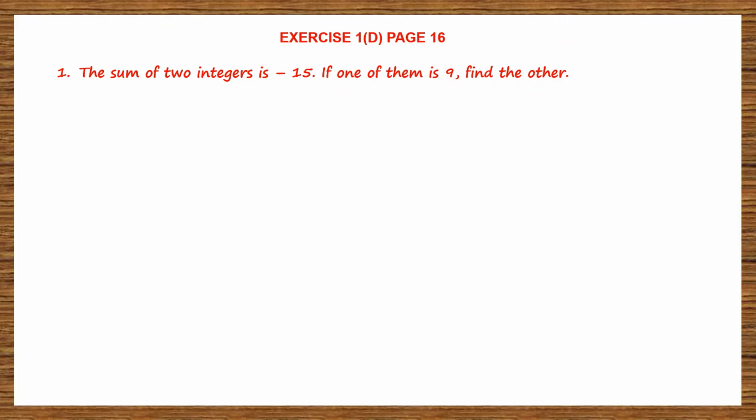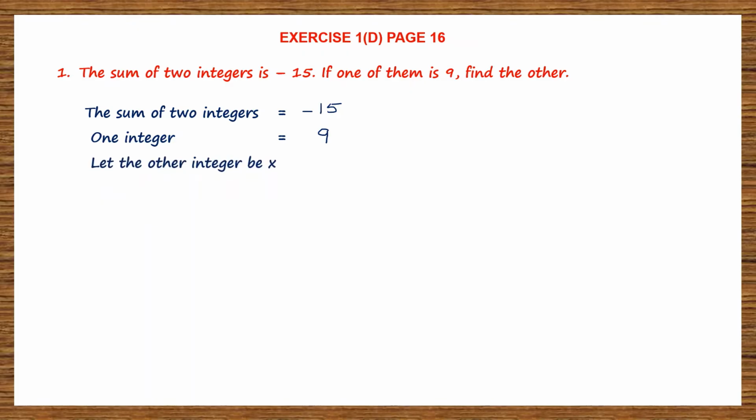So when we have word problems, we need to first write down what's given to us. The sum of two integers is given to us as minus 15. Then we are told that one integer is 9. We have been asked to find the other integer. So let the other integer be x. Now when I add up x and 9, I should get minus 15. So let's write that down.